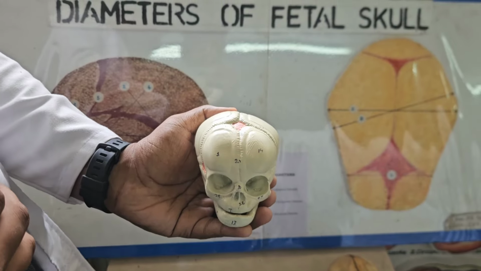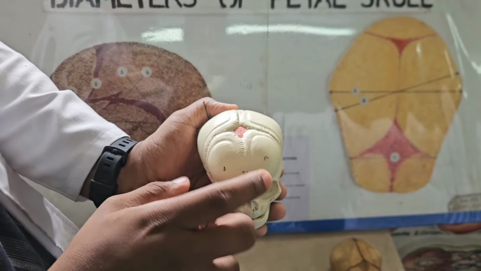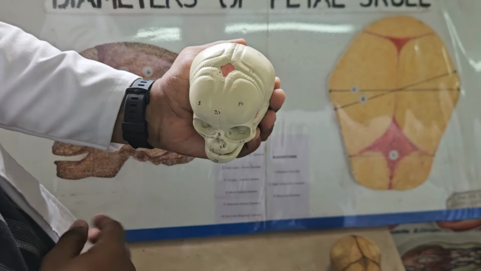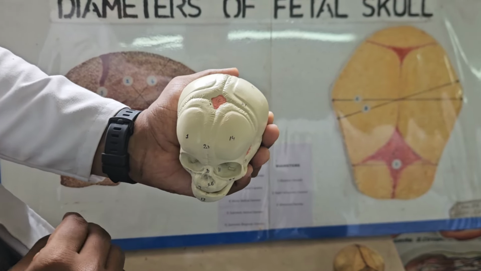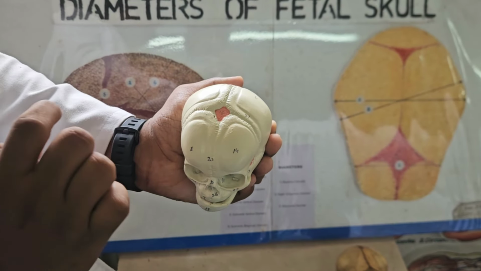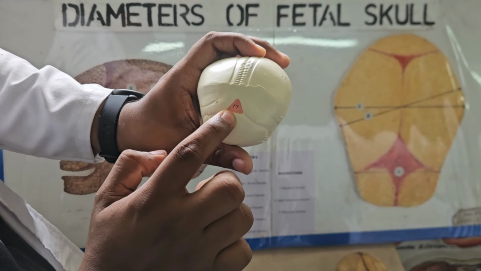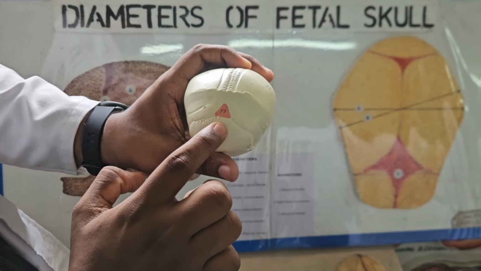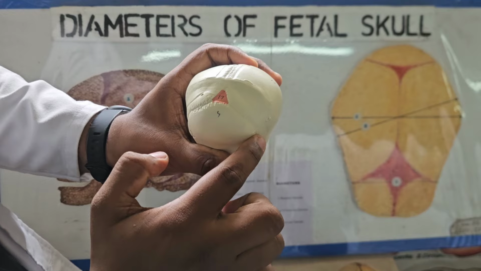Now let's discuss about the fontanelles. So there are two fontanelles, that is anterior fontanelle and posterior fontanelle. The anterior fontanelle is diamond shaped. It is also called bregma and it will close in 1.5 year. When it comes to posterior fontanelle, it is triangle shaped. It is called lambda and it will close in 1.5 month. It is called lambda because it passes through the lambdoid suture.